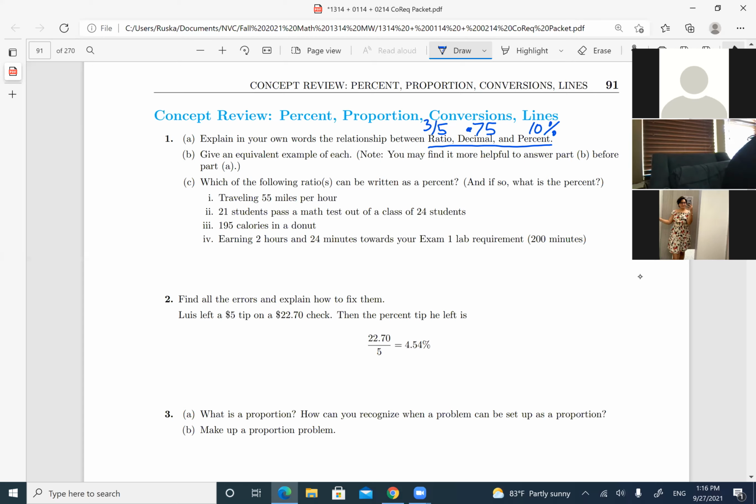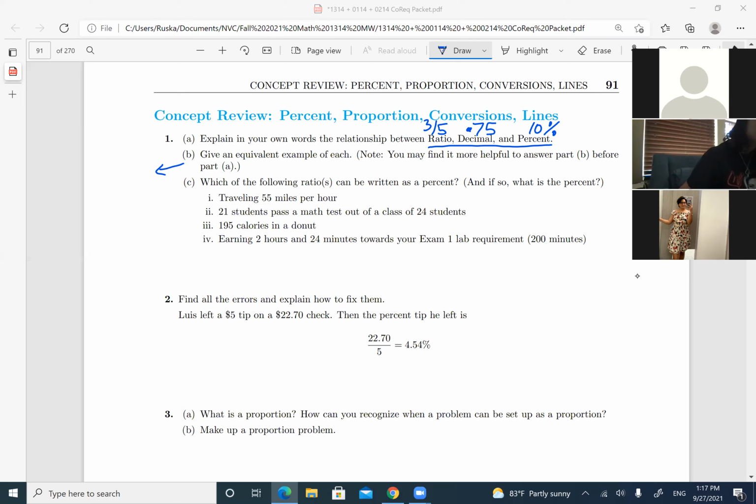So then we have to give an equivalent example of each. So what that means is, if I give you a fraction, can you go to decimal? And can you go to percent? Can you go between these three different things? So the question is, can you change fraction to decimal to percent and all the way back and forward? Can you do that? Yes. Okay, some other people say yes. Okay, so let me give you a decimal number.